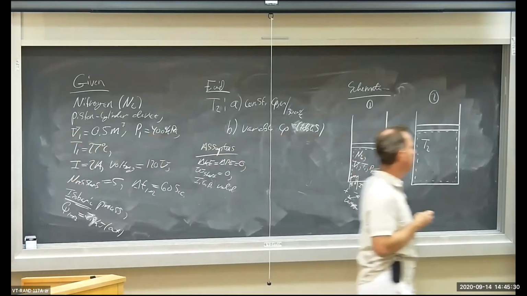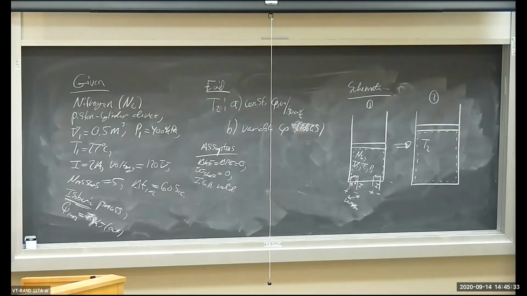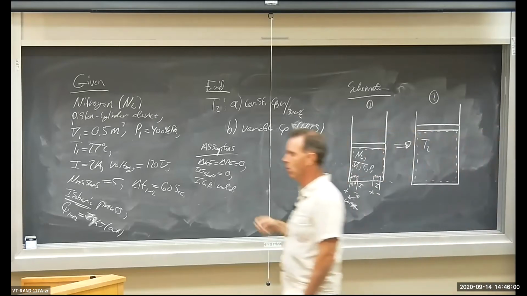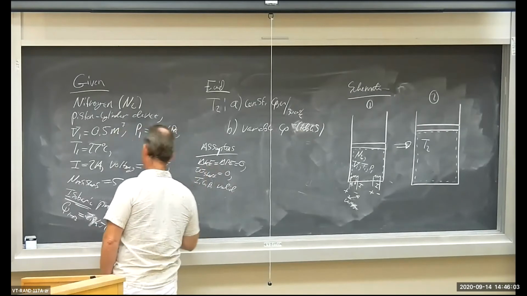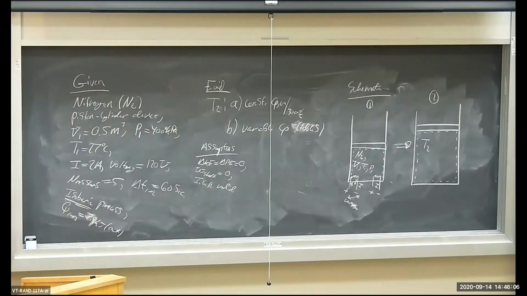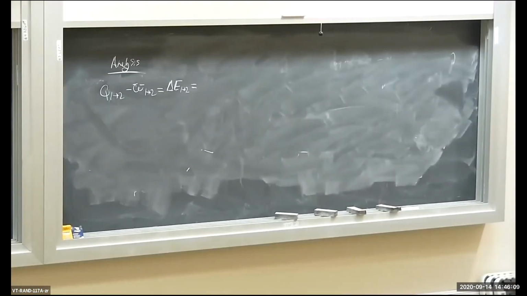All right, so let's begin the analysis here. Clearly, this is an energy balance problem. So to find T2, I need to find an internal energy at state 2. So I'm definitely going to have to apply the energy balance here. So let's apply the energy balance for an overall process. Q1 to 2 minus W1 to 2 is equal to delta E1 to 2. Now, I'm going to assume no changes in kinetic and potential energy.